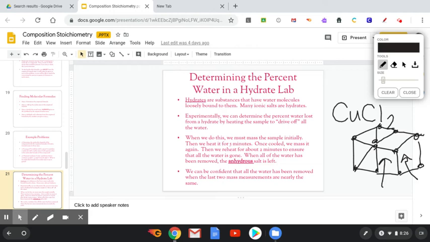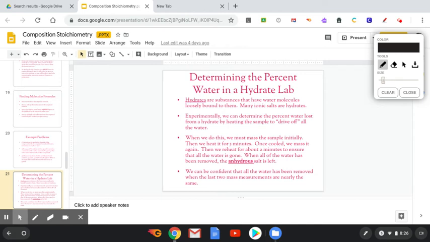And so the way that we write hydrates, when we write the actual formula, is we write our ionic formula first, CuCl2. Then we use a dot, and then we indicate how many waters are present by using the dot. This means hydrate, not multiplication. And then a 5 or 6 or whatever it is, and then water after that.